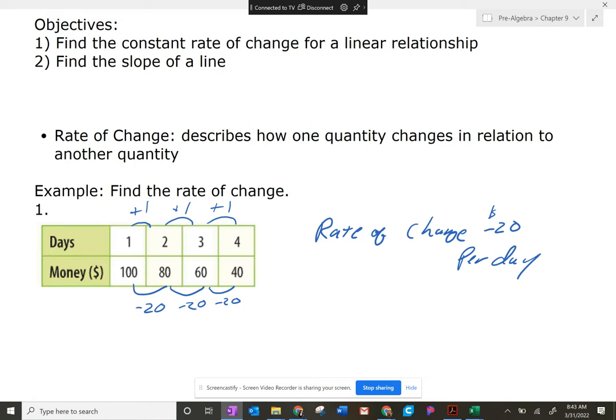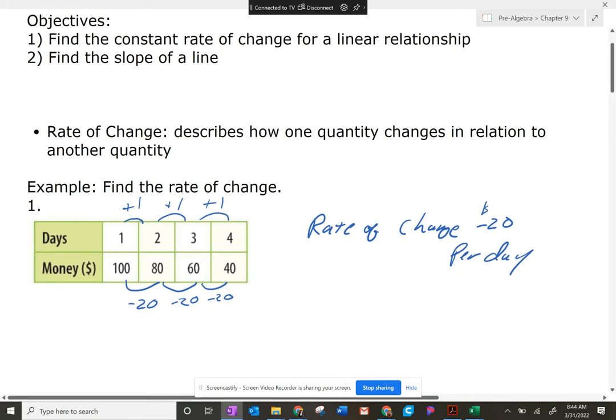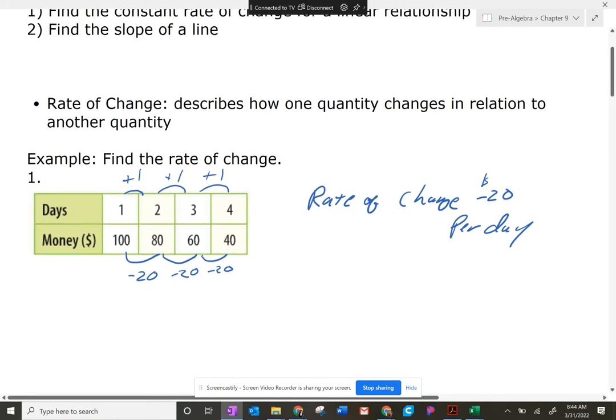That's my rate of change. You can see that every single day I'm losing $20. Does that rate of change make sense of what I'm doing? Anybody need more time to write this? Oh, I'm still writing. You good? Okay.